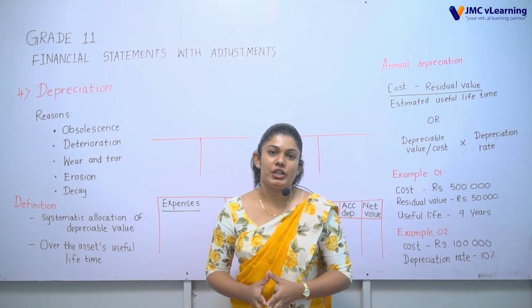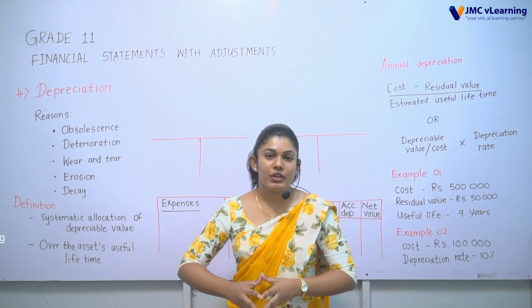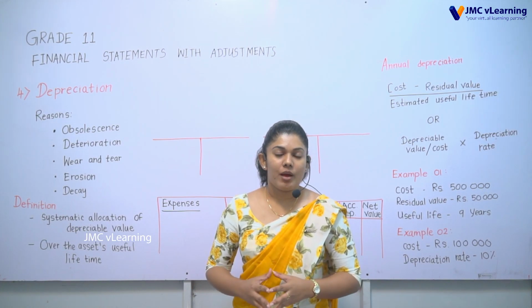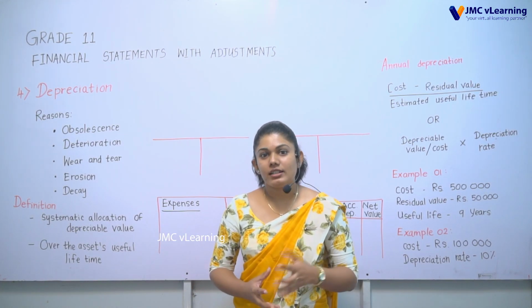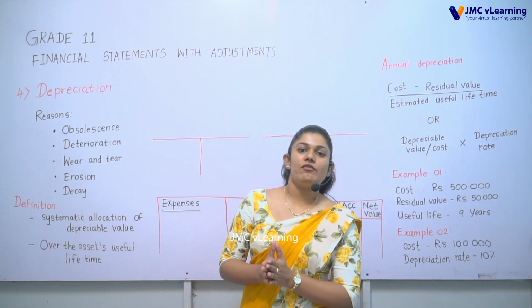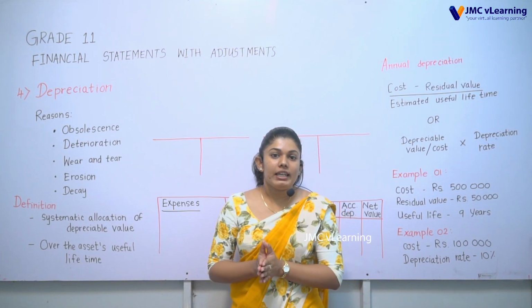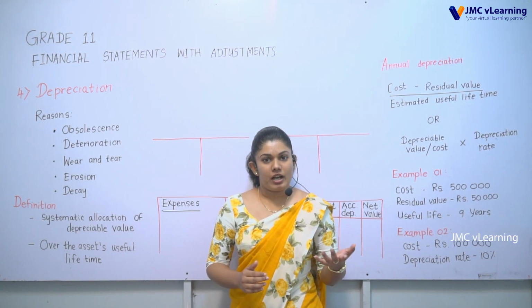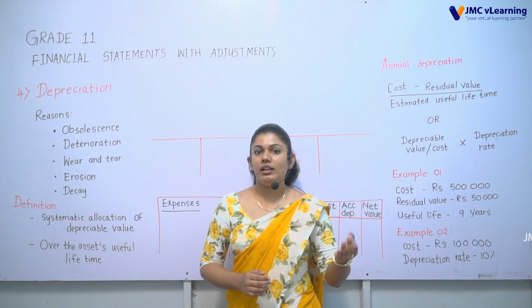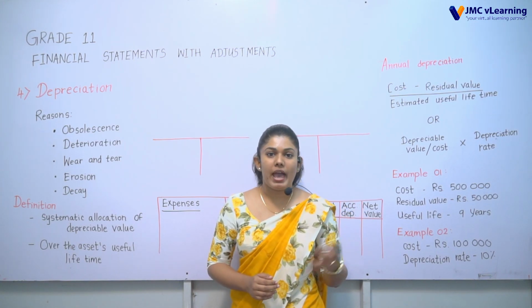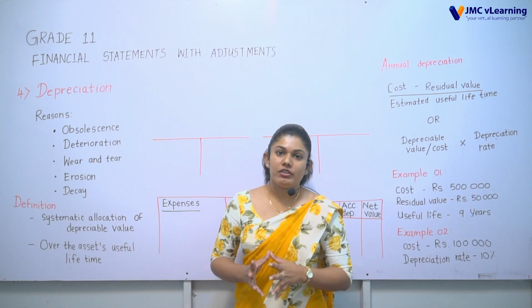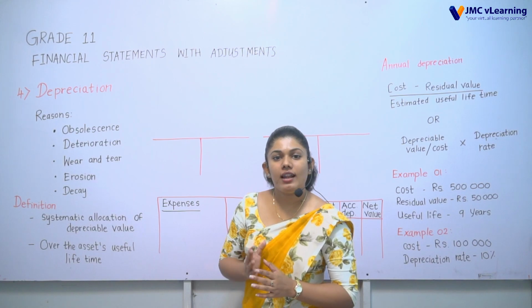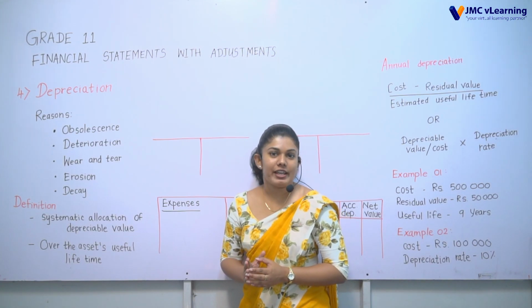In our previous session we discussed a few adjustments with our financial statements. Today I'm hoping to continue that discussion. In the previous lesson we discussed mainly three adjustments: income receivable, accrued expenses and bad debts. So today we are discussing depreciation, the fourth and the last adjustment in our textbook.